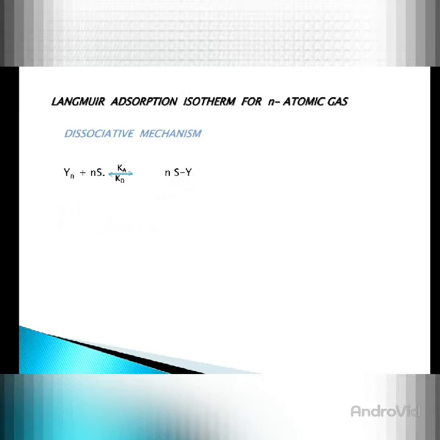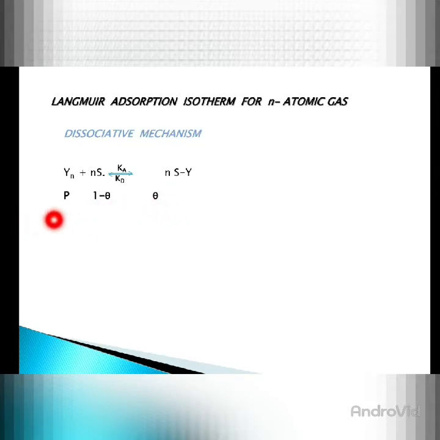In my previous video I showed you everything about the forward reaction and backward reaction and the Langmuir isotherm for monoatomic gas. Now, if the pressure of the gas molecule is P and theta is the fraction of the surface occupied by the gas molecule, then 1 minus theta is the available fraction of surface for another gas molecule to occupy. This is 1 minus theta, and theta is the fraction of surface adsorbed by the gas molecule.